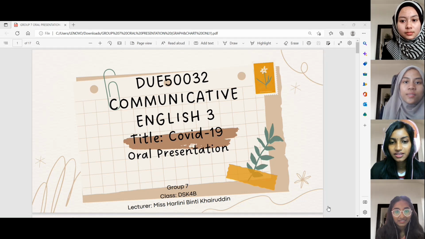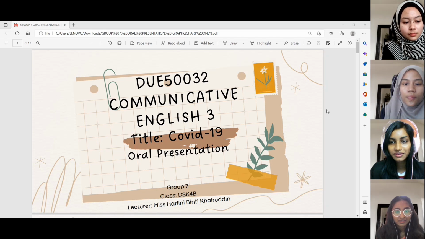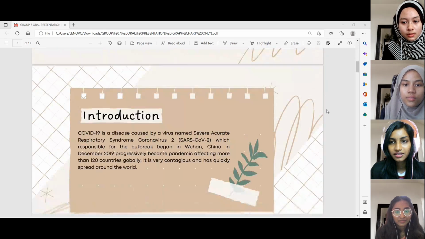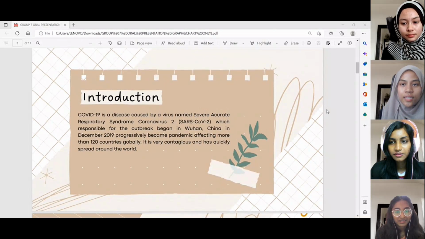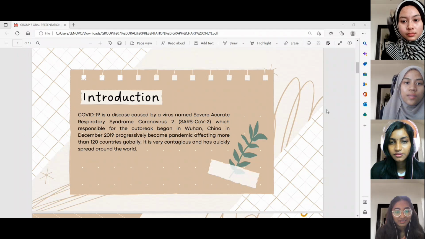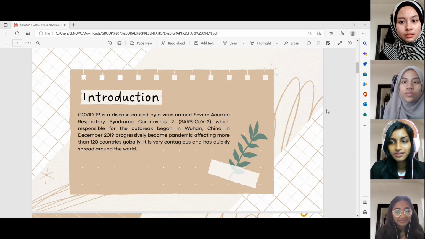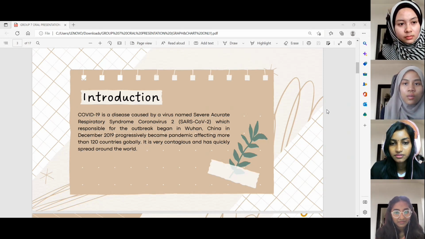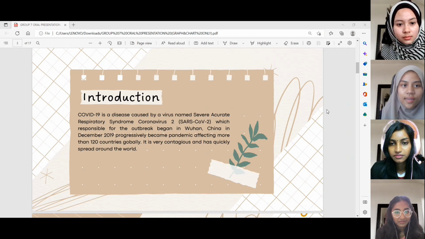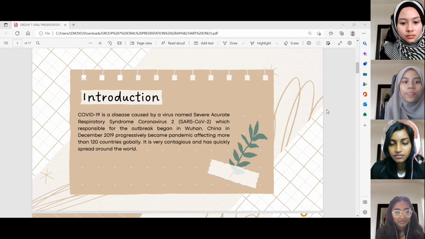So today we will explain graph and chart about COVID-19. For introduction, COVID-19 is a disease caused by a virus named Severe Acute Respiratory Syndrome Coronavirus 2, which is responsible for the outbreak that began in Wuhan, China in December 2019, progressively became a pandemic affecting more than 120 countries globally. It is very contagious and has quickly spread around the world.